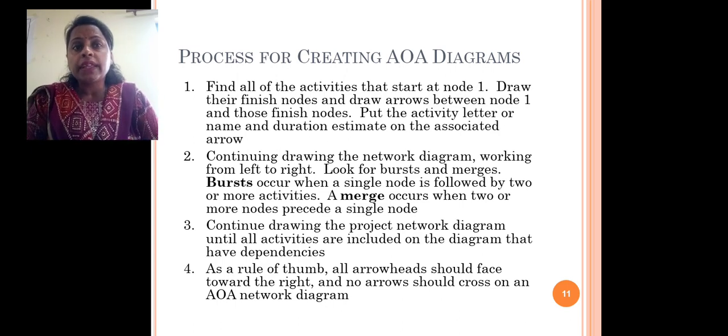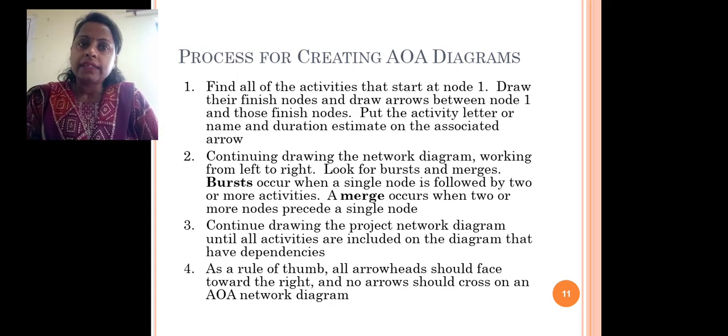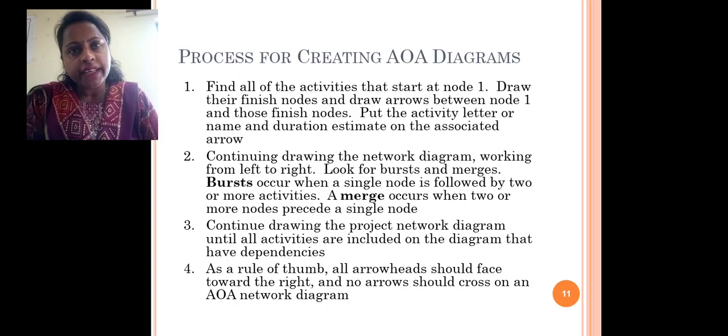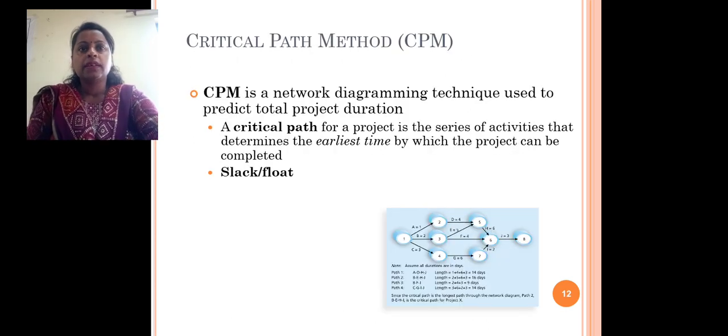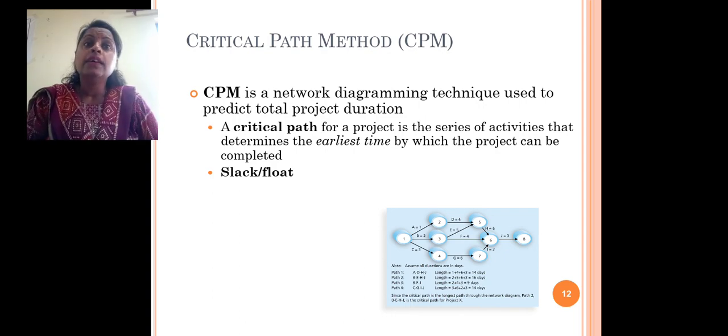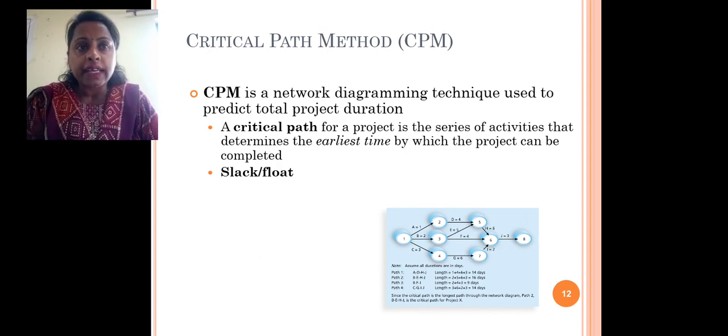Now, continue drawing the project network diagram until all activities that have dependencies are included on the diagram. As a rule of thumb, all arrowheads should face towards the right, and no arrows should cross on a network diagram. So this is the example of CPM, that is critical path method. CPM is a network diagramming technique used to predict total project duration.